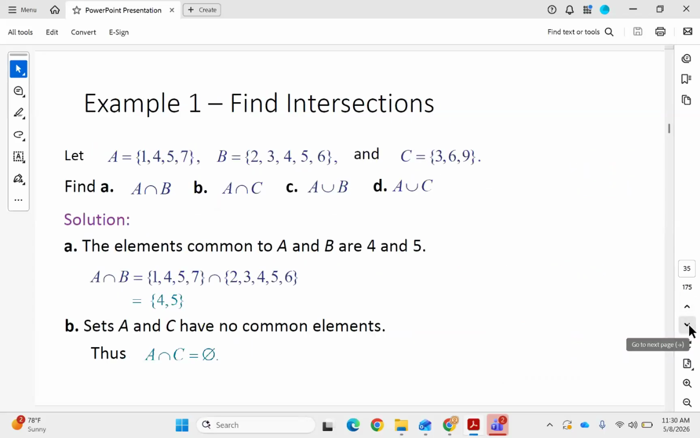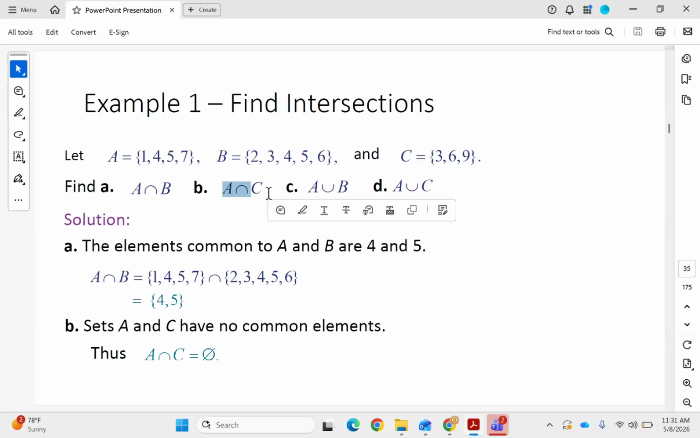Let's look at examples. I have a set A, which has the numbers 1, 4, 5, 7. B has the numbers 2, 3, 4, 5, 6, and C has 3, 6, 9. We want to find the intersection of A and B. These are the ones that are common to A and B. Notice that 4 and 5 appear on both. So the intersection of A and B is the set that contains 4 and 5.